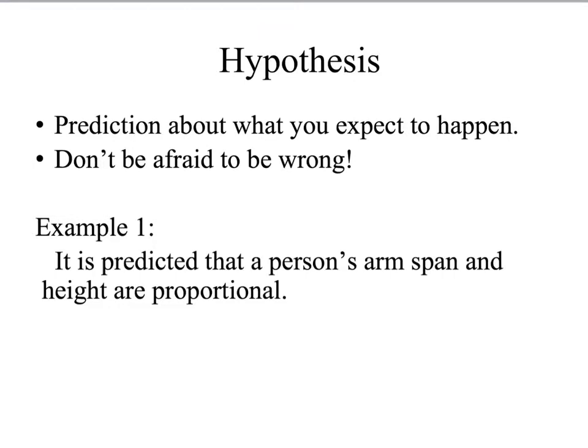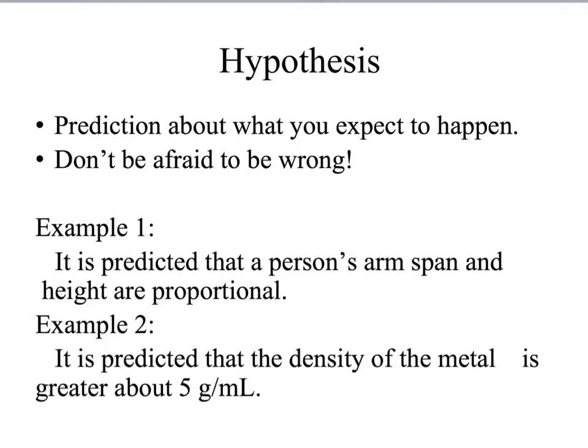For an example, it is predicted that a person's arm span and height are proportional. Okay, so if you notice, it gives you all the information that you need about what's going on in the lab and what your prediction actually is. Another example is it's predicted that the density of the metal is greater than about 5 grams per milliliter.